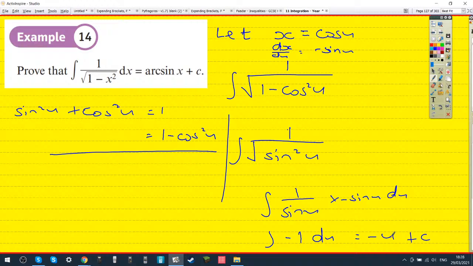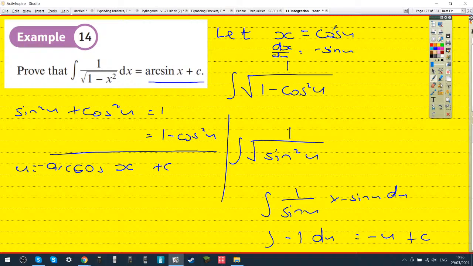What was u? If you make u the subject for this one up here, what do you get? Arc cos x. So u equals arc cos x, and it would be minus that plus c. We were supposed to get arc sine.